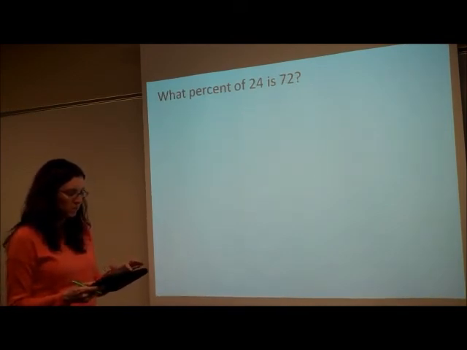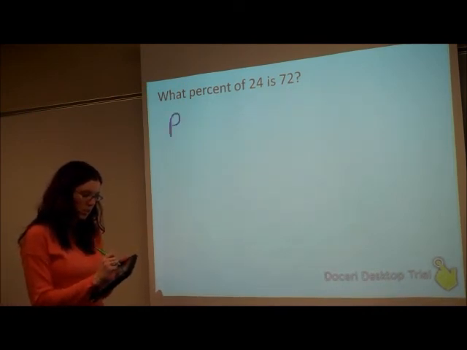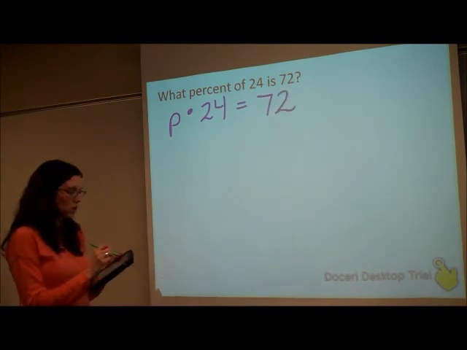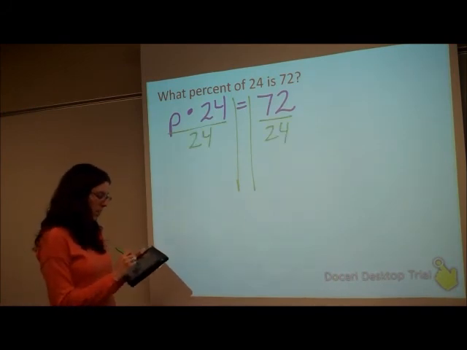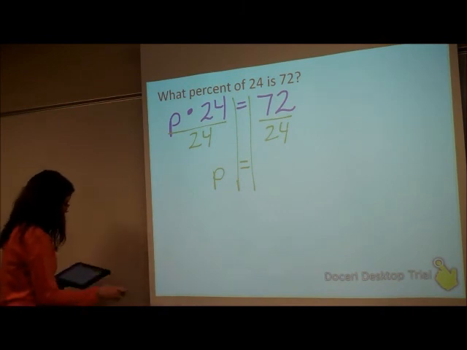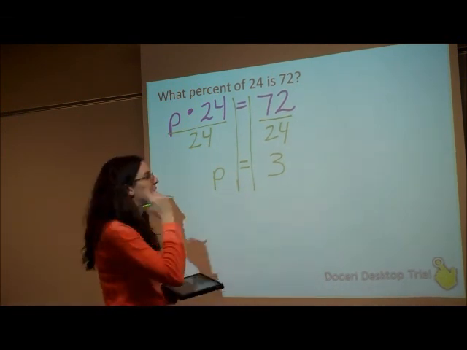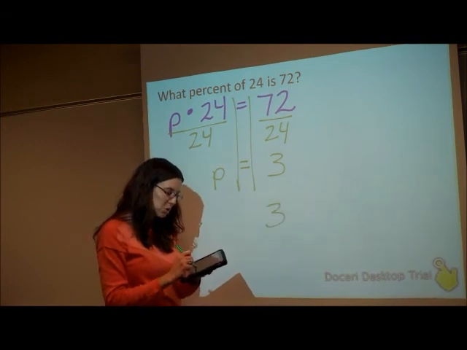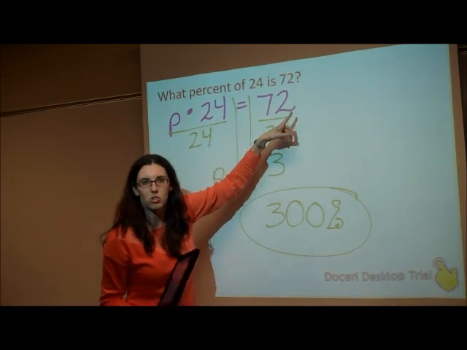Last problem. Let's try this one with the percent. Okay. So what percent of 24 is 72? So solving this equation, I'm going to divide both sides by 24, and I get that P would equal 72 divided by 24. We get 3. Okay, remember, we want the percent, not the decimal. This is kind of tricky because it's a whole number. We have to change 3 into a percent. Move the decimal two places to the right, it is 300%, because if we're looking, we're getting bigger, so it should be greater than 100.